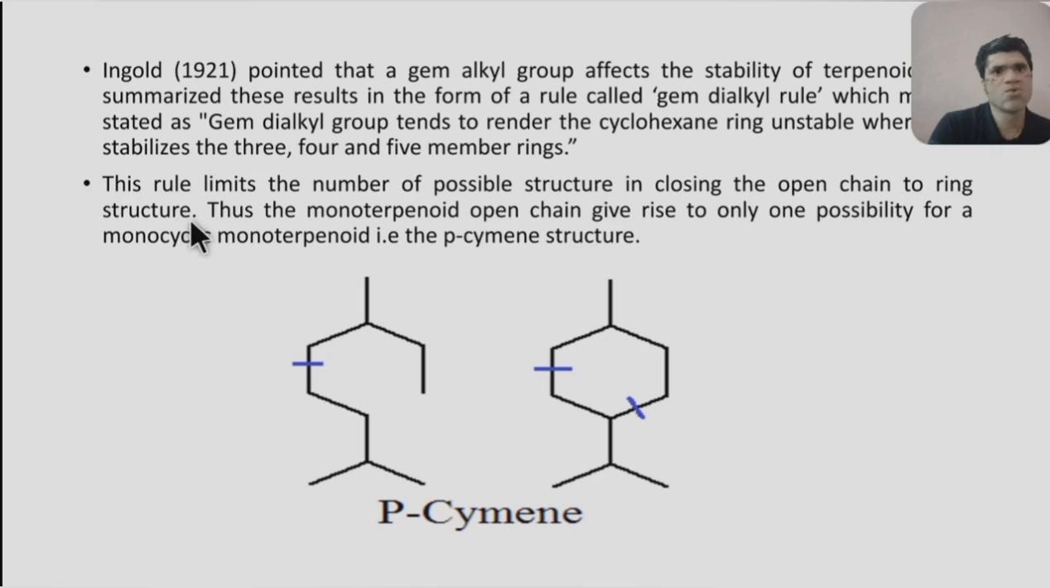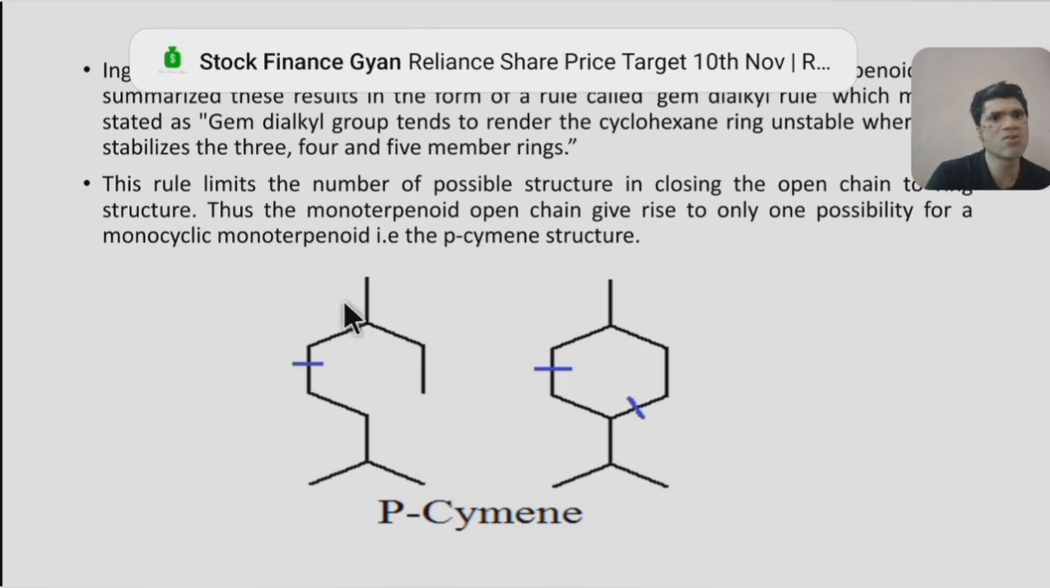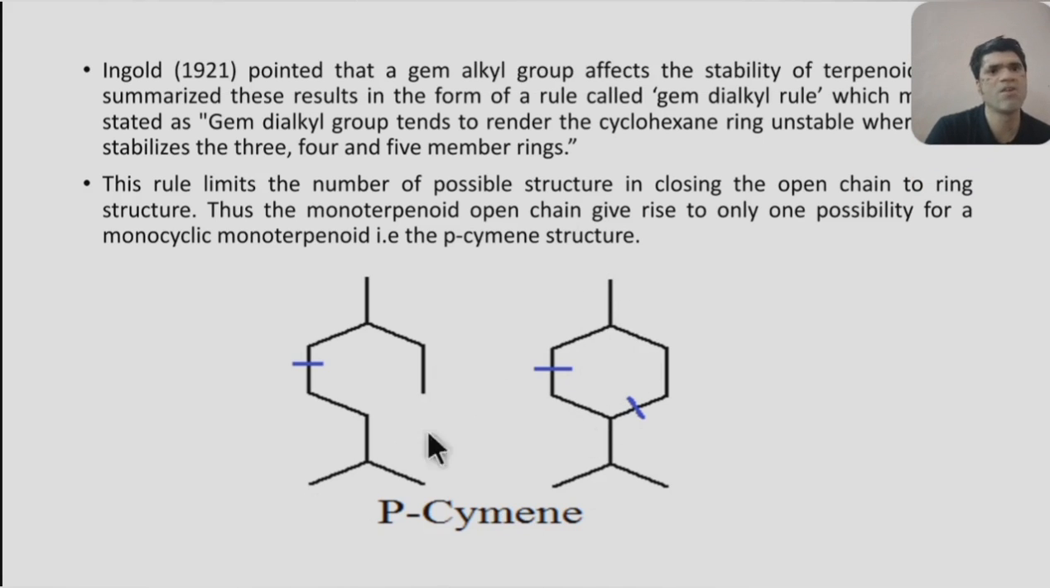The next rule is about closing of the ring. This rule limits the number of possible structures in closing the open chain to a ring structure. Thus, the monoterpenoid open chain gives rise to only one possibility for a monocyclic monoterpenoid. That means in the case of monocyclic terpenoids, containing only one ring, for monoterpenes, that means 2 isoprene units, when ring closure takes place, it will give only one product.